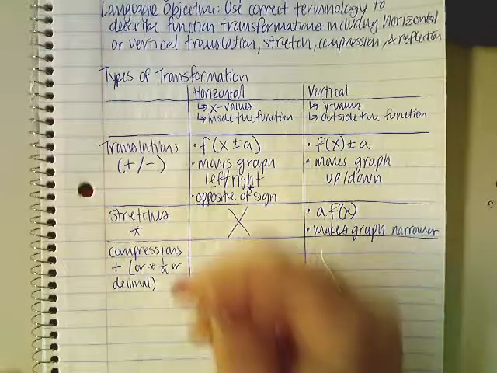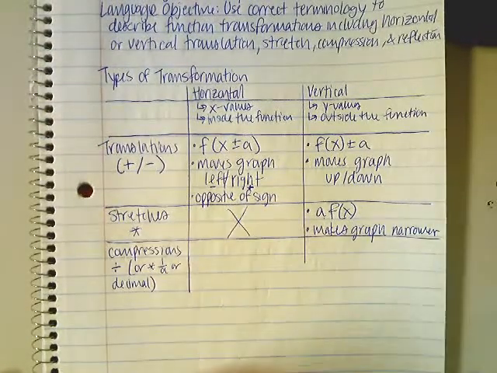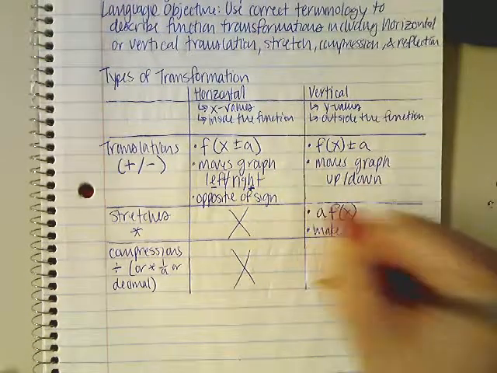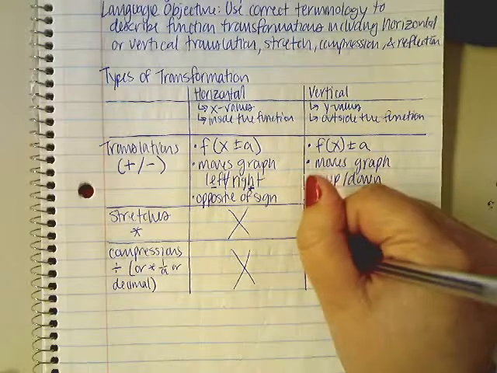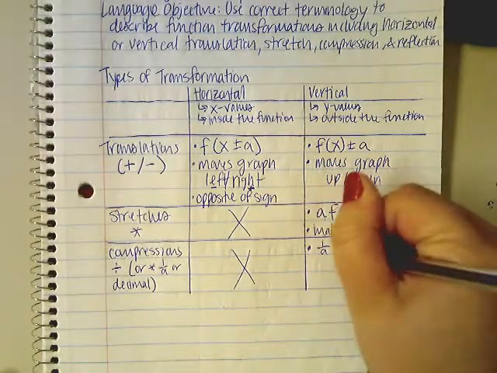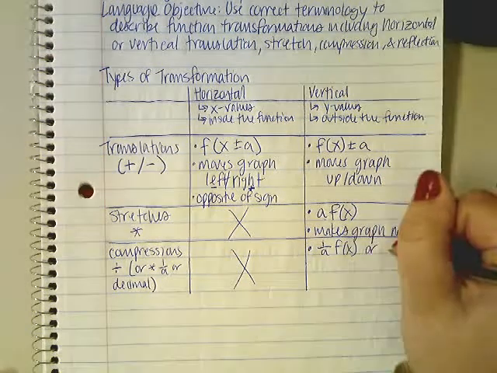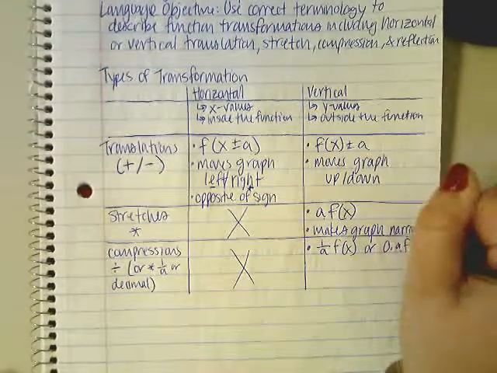So compressions are when you're dividing, which is the same as multiplying by a fraction or a decimal. And again, we're not talking about them for horizontal, so we'll leave that blank. So in this case, we still have vertical, so this could be written as 1 over a times f of x, or 0.a times f of x.